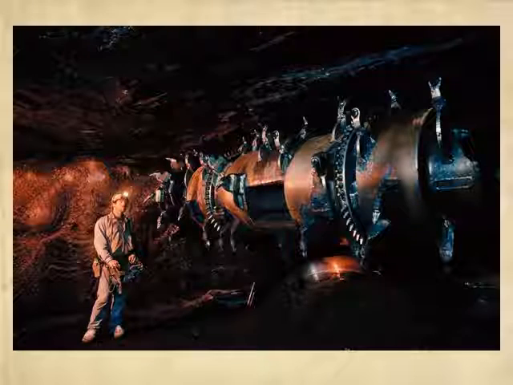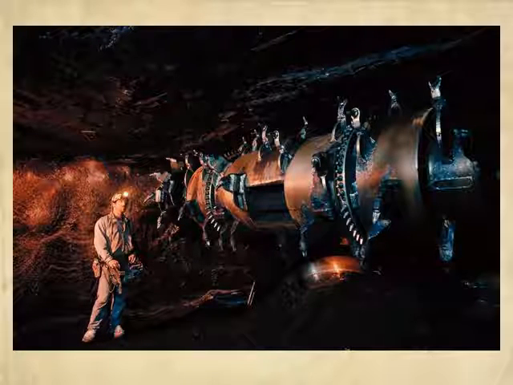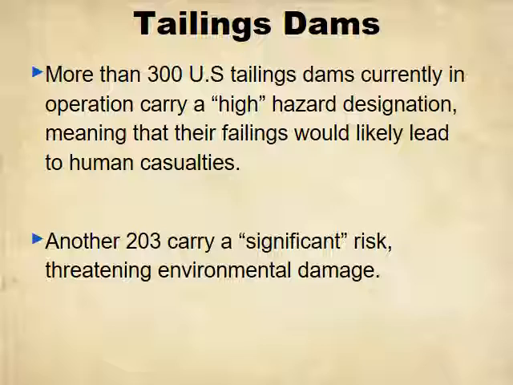This is a lot more modern. Okay. These are massive digging machines. Okay, so tailings dams. We spoke about these a bit when we were talking about hazardous waste. Tailings dams are the place that the reserves, the stuff they don't need, is put into that area. And they carry a high hazard designation. So if they fail, they would likely lead to human casualties.